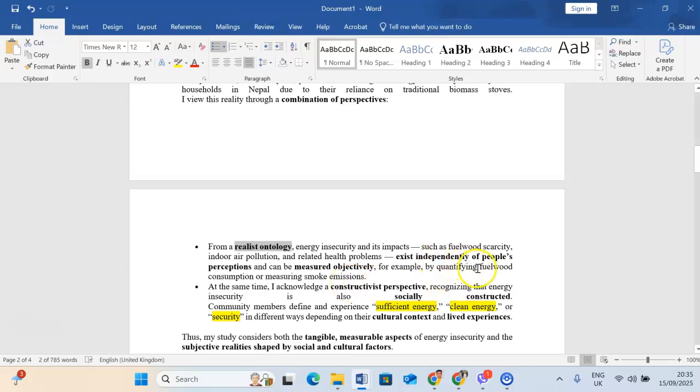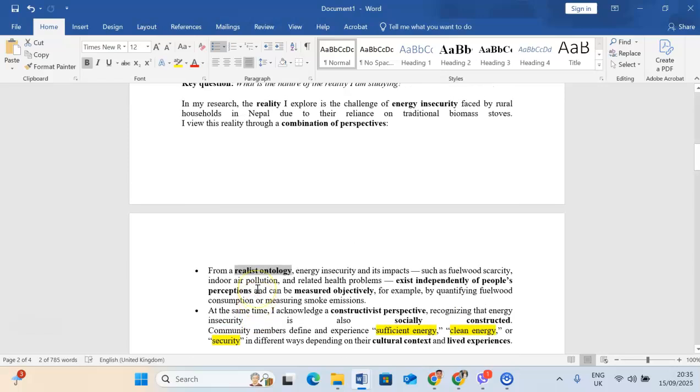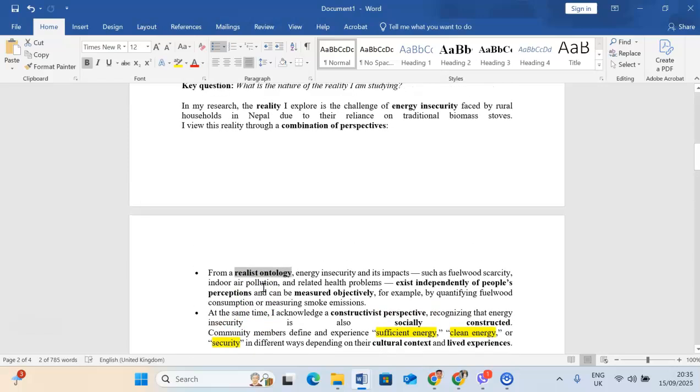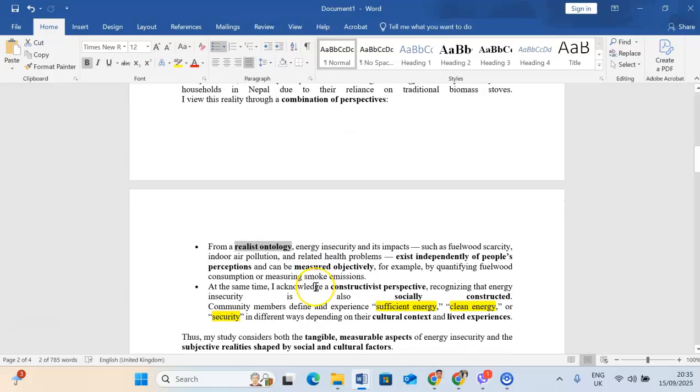exist independently of people's perception and can be measured objectively, for example, by quantifying fuel consumption and measuring smoke emission. In other way, from a realist ontology perspective, it's all about data, facts and figures, measurable things that we bring through quantitative approaches or processes. All these comes under realist ontology.